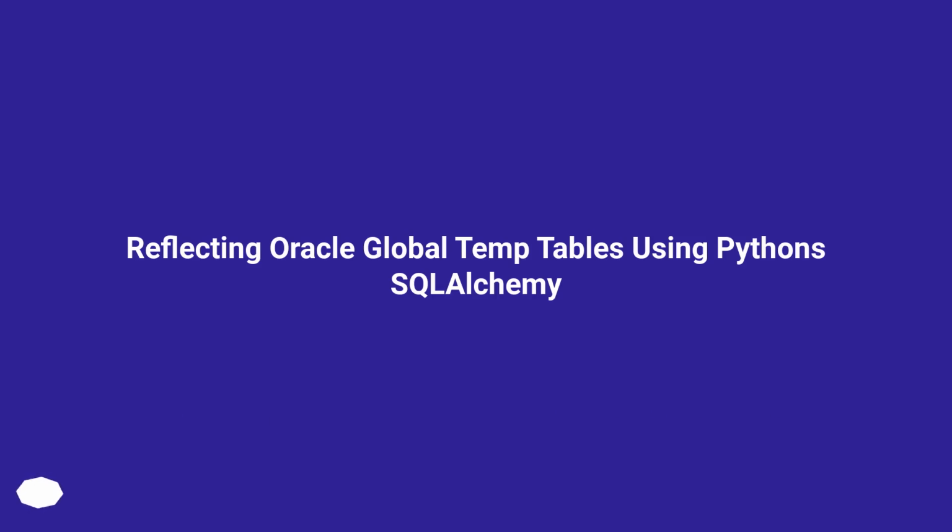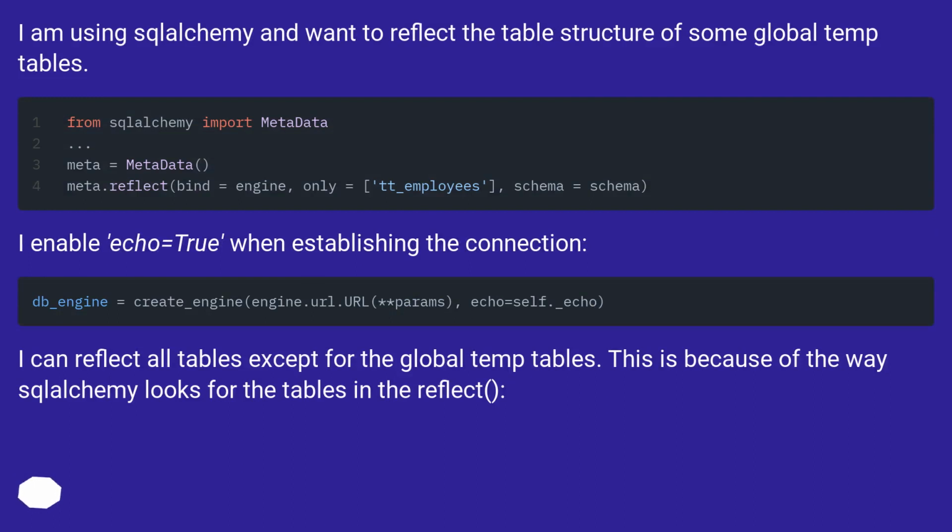Reflecting Oracle global temp tables using Python's SQLAlchemy. I am using SQLAlchemy and want to reflect the table structure of some global temp tables.